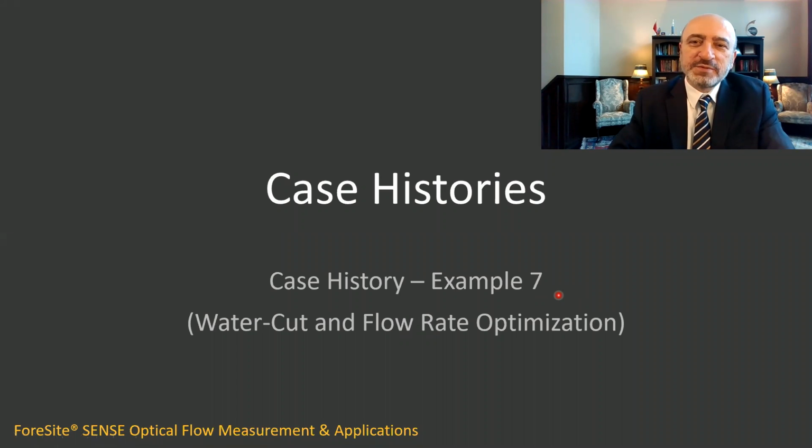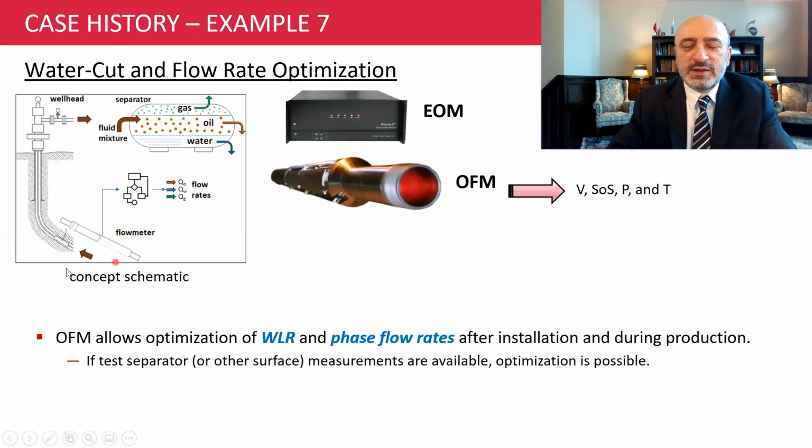Case history number 7 is a demonstration of water cut and flow rate optimization. Let's start with the concept first. We have a downhole optical flow meter, which makes the measurements of velocity, speed of sound, pressure, and temperature. Using these measurements, the optical flow meter outputs the inline and standard phase flow rates of oil, water, and gas.